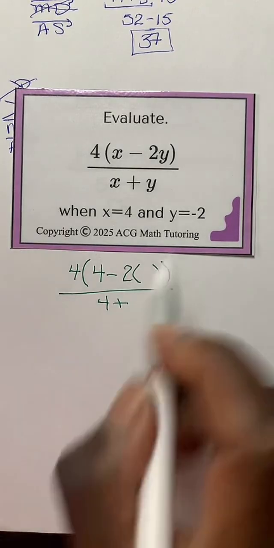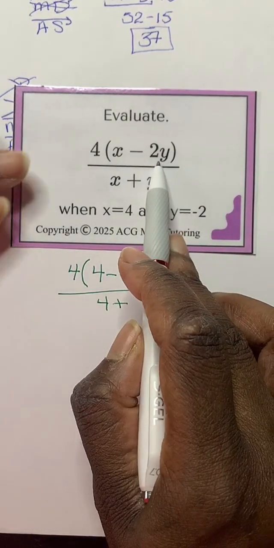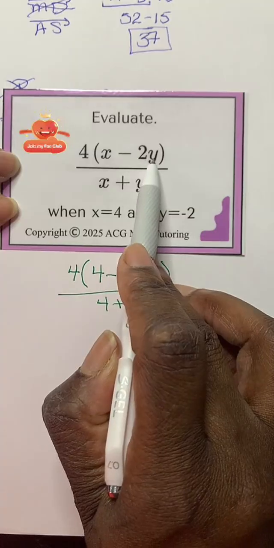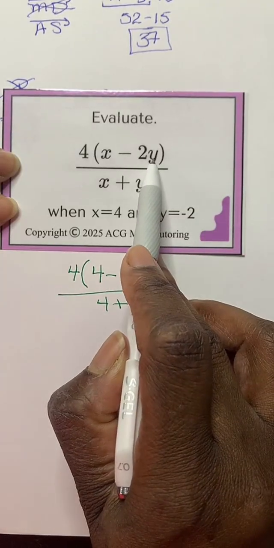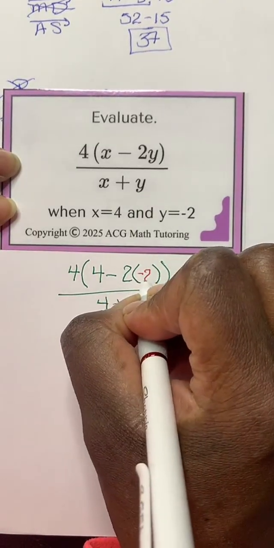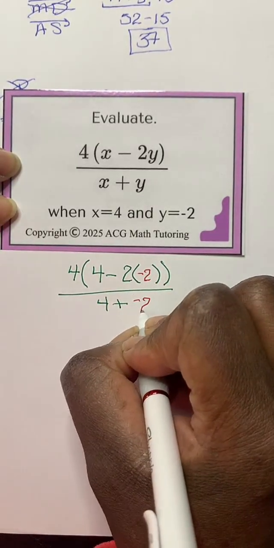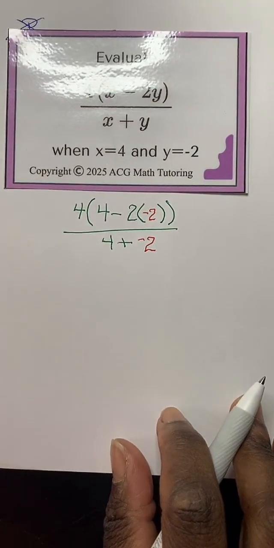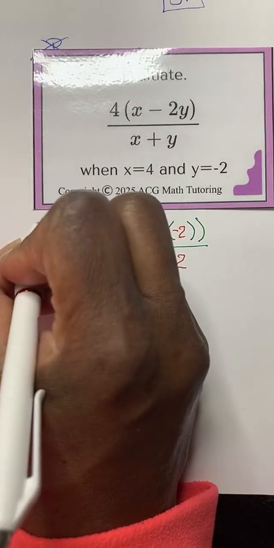Okay. Anytime you see a number and a variable, I think somebody was asking about that, that means multiplication. So it's going to be 2 times your y. Now our y is negative 2. Okay, so now we need to solve. And what are we going to use?